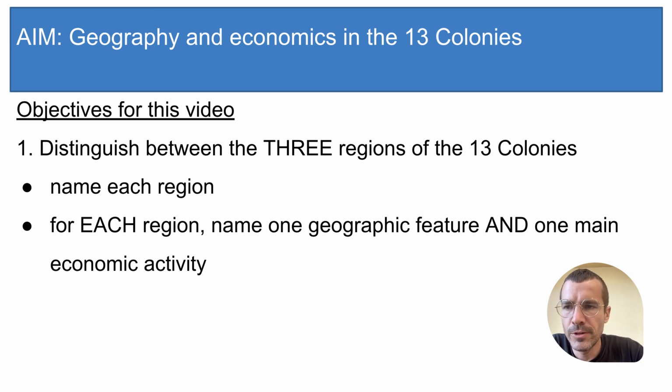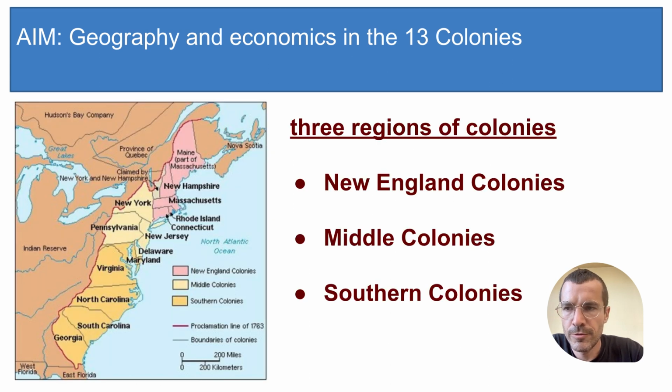In the last video, you learned about the 13 colonies that England controlled along the east coast of North America, and today we're going to look at those colonies in more detail. First, we grouped the 13 colonies into 3 geographic regions: the New England colonies, the Middle colonies, and the Southern colonies. And we grouped them this way because the colonies in each of these regions shared specific characteristics.